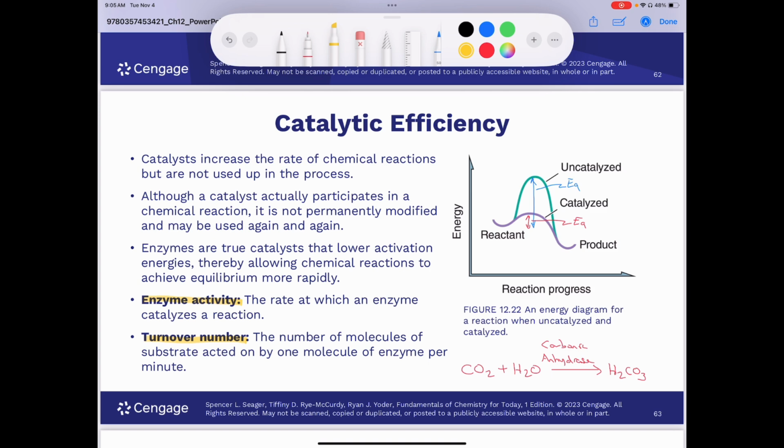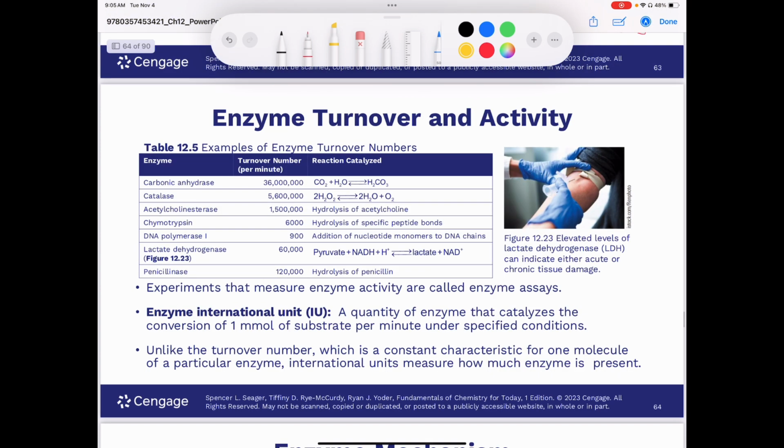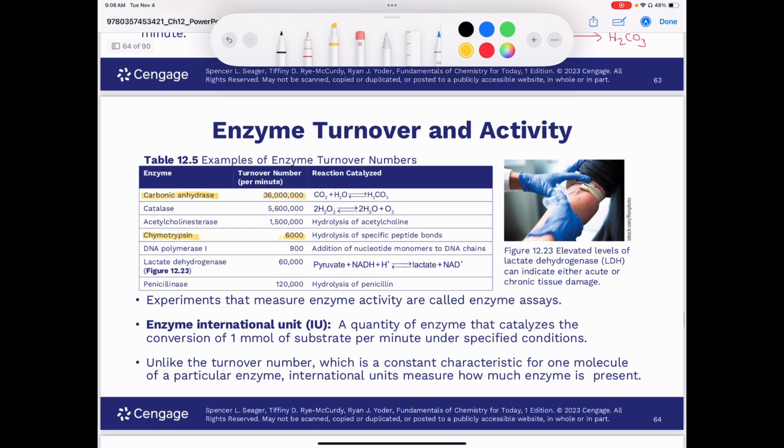And if you take a look at table 12.5, shown here on this slide, it lists the turnover numbers of several different enzymes. So we see our carbonic anhydrase has this huge number here, okay, of 36 million. And then you look at something like chymotrypsin, which is lower, at 6,000. And chymotrypsin hydrolyzes specific peptide bonds. And then if you look at something like lactate dehydrogenase, you see that's around 60,000. So again, the carbonic anhydrase has a very high turnover number.